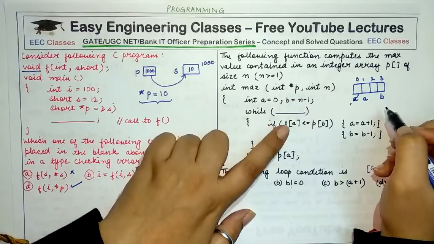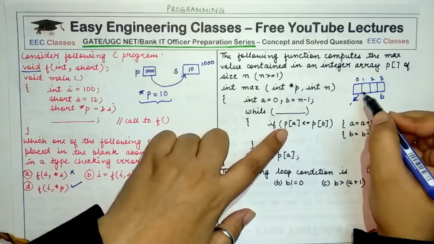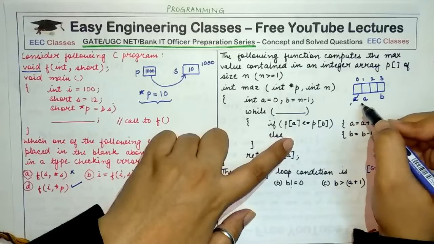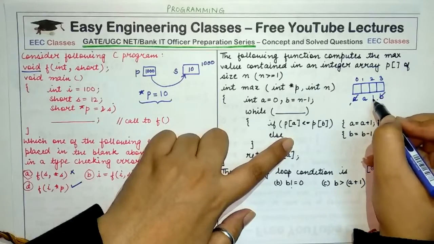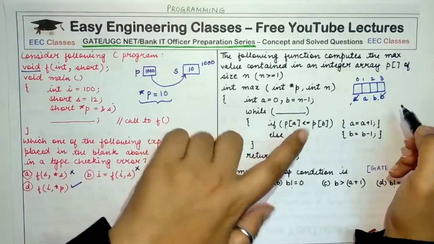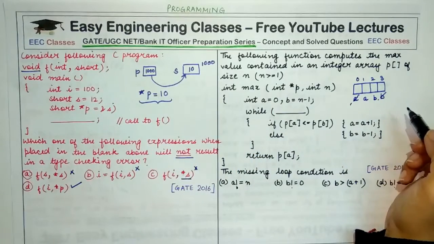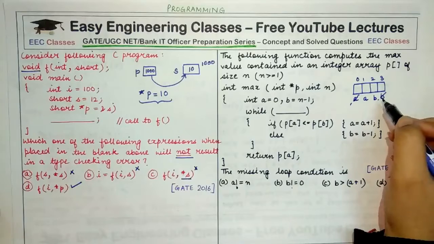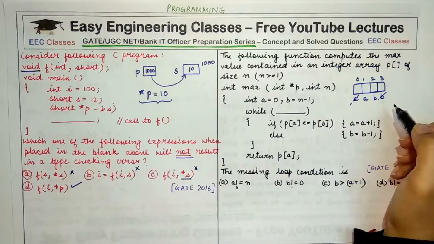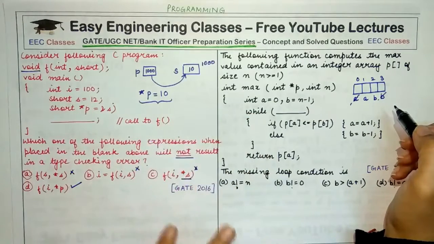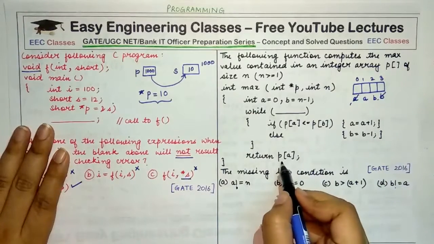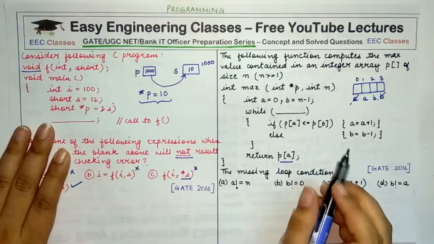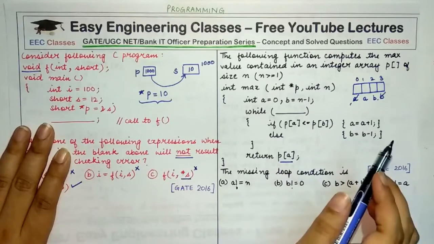Otherwise, if the value present at a is not less than, it is greater than b, then instead of shifting a, you shift b. Now you have to tell what should be the right loop condition, so that when the comparisons are done and the variables a and b are changed, they give the correct result at the end. That means p of a at the end returns the maximum value.